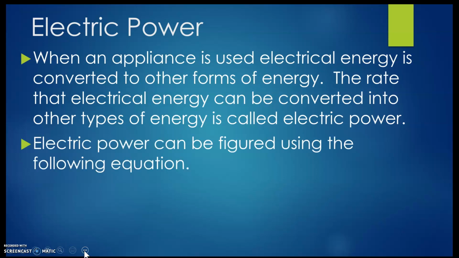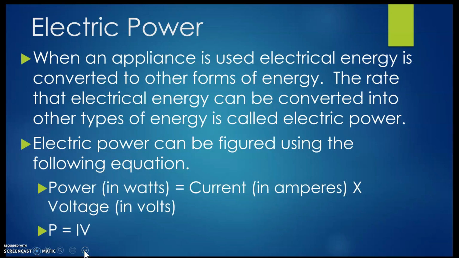Okay, electric power can be figured using the following equation. We can do power, which is measured in a unit called watts, equals current, which is measured in amps, times the voltage, which is measured in volts. It can be represented by P equals IV. So power equals current times voltage.